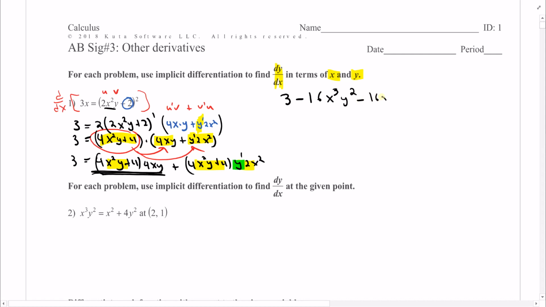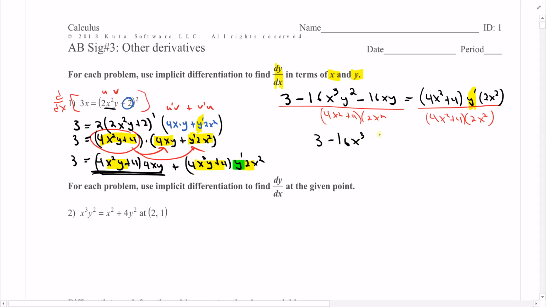Minus 16xy, and this is going to equal 4xy plus 4 times y prime times 2x squared. So again, we're trying to get this by itself, so we're going to divide by everything that's not that. So I'm going to divide by that. And what this is going to give us is 3 minus 16x cubed y squared minus 16xy.